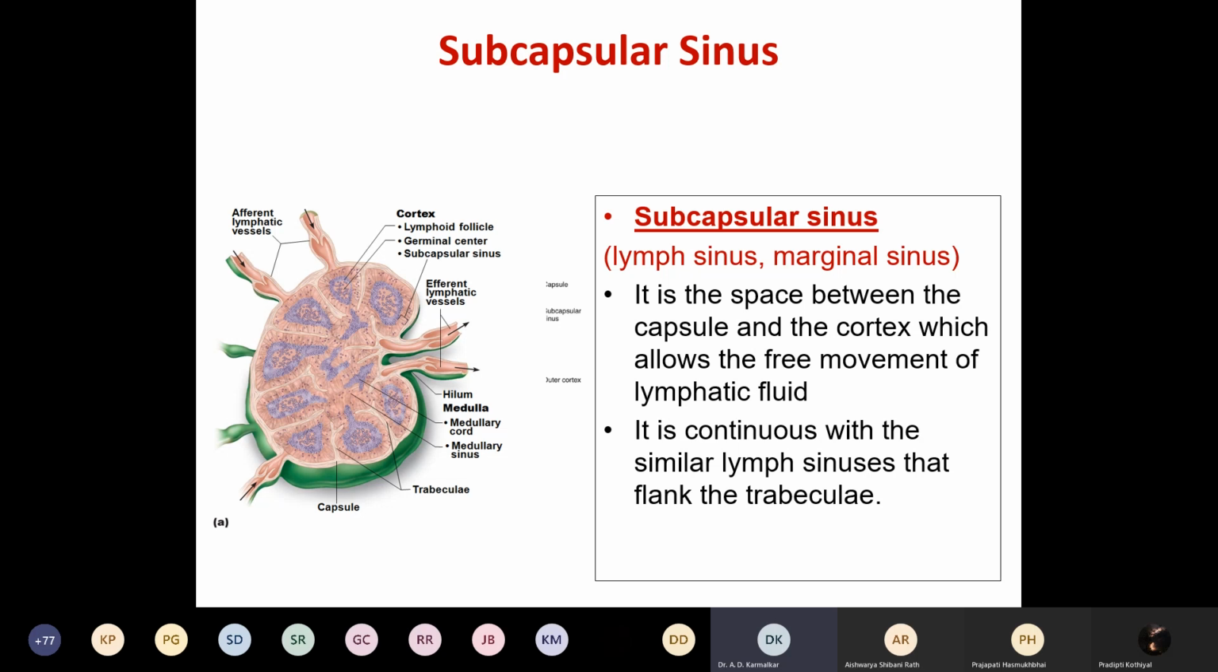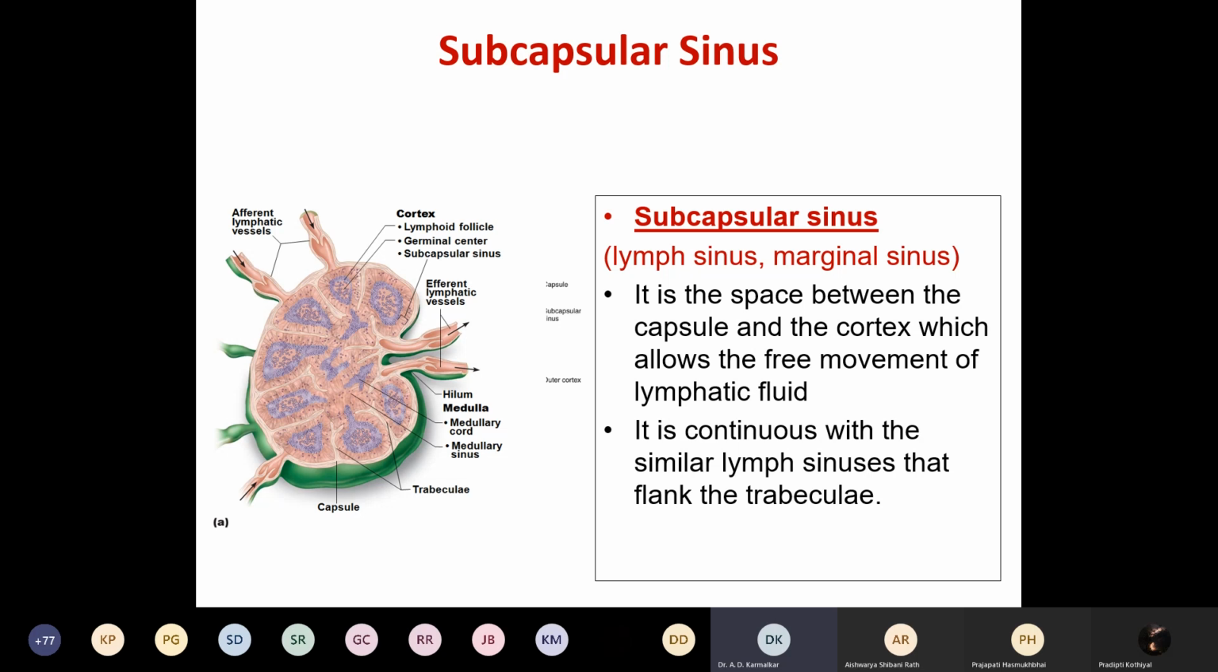Subcapsular sinus, very important. The classical feature of this slide is the subcapsular sinus, also called the lymph sinus or the marginal sinus. What is a subcapsular sinus? It is a space underneath the capsule, a space between the capsule and the cortex. Now, if you take a cut section, you can see the outer peripheral part is the cortex, and the central part is the medulla. Just between the cortex and the capsule, there is a space which is occupied by the lymph, which is called the lymph sinus or marginal sinus.